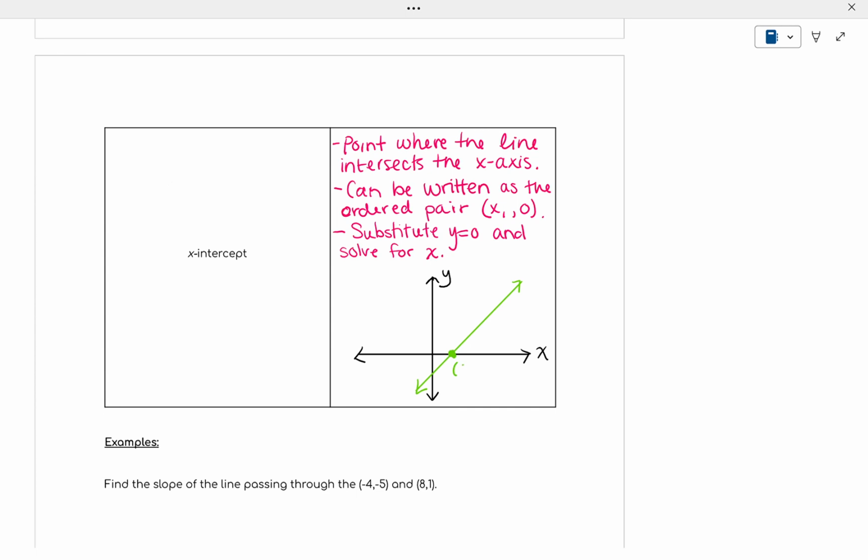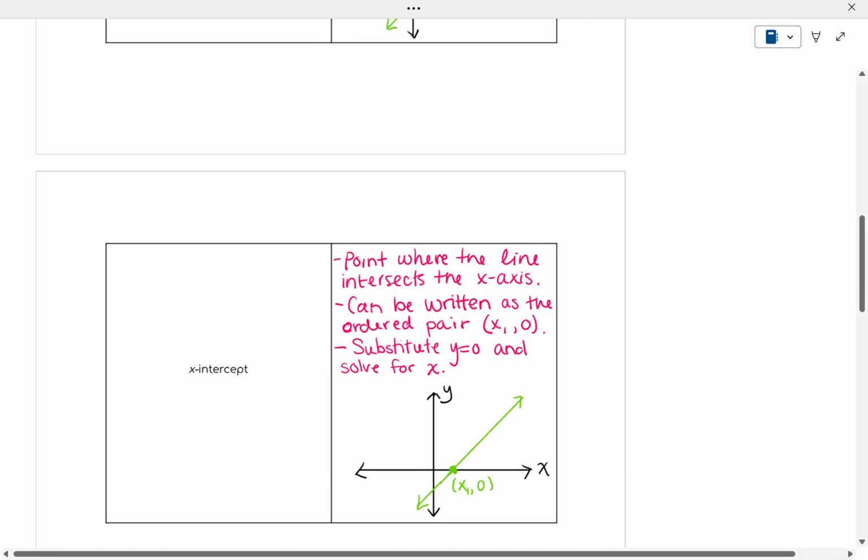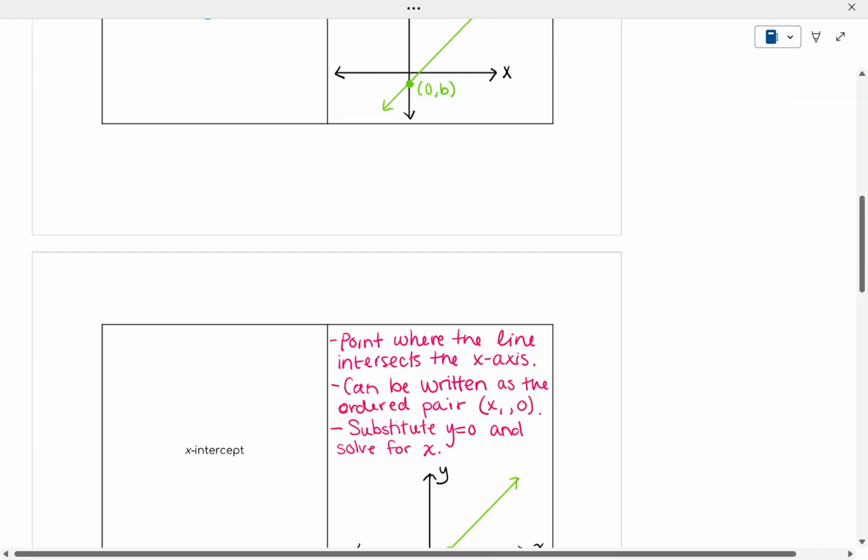This has the ordered pair, excuse me, it's x0. We'll call it x10. All right, so that's a little information on x-intercept, y-intercept, and slope.